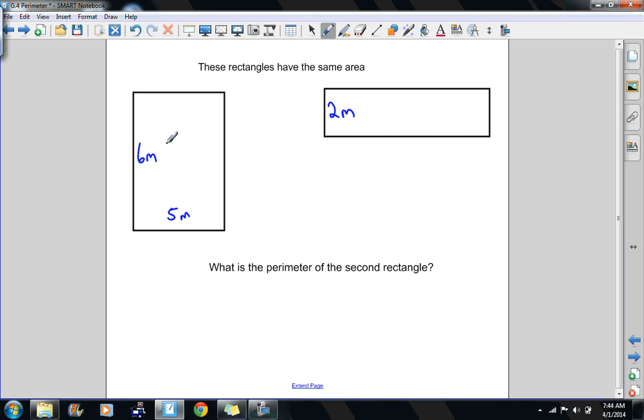So for this one, the area of this rectangle is 30 meters squared. Therefore, this also has to be 30 meters squared. So the bottom here is 2 times something to equal 30. So this would be 15. So that makes this 15 and this 2. Therefore, it's 30, 32, 34 meters.